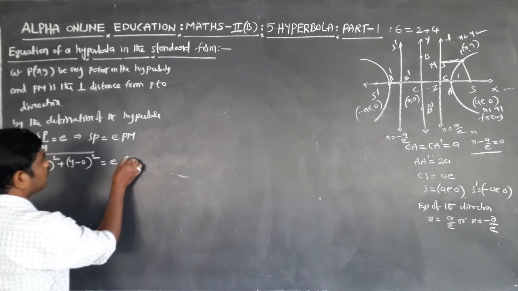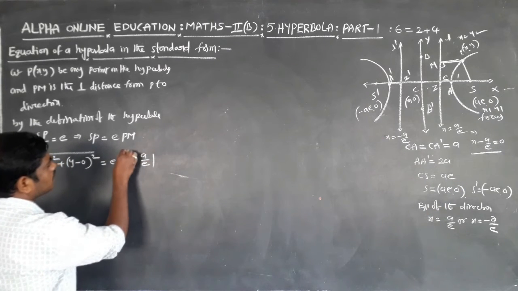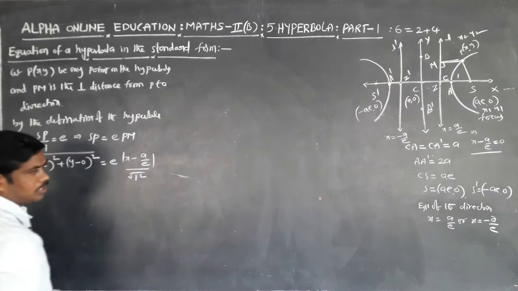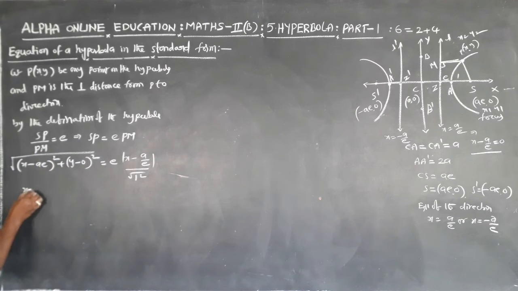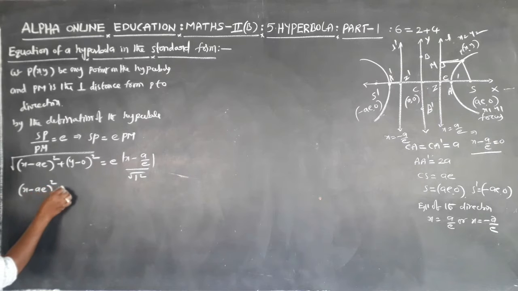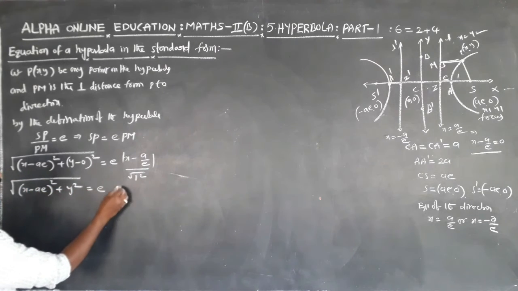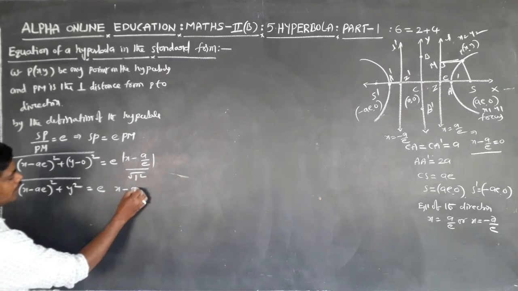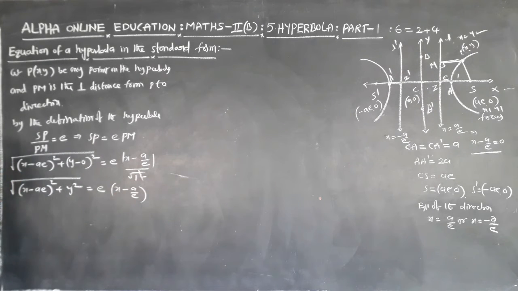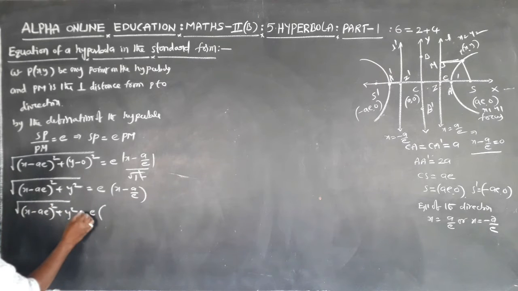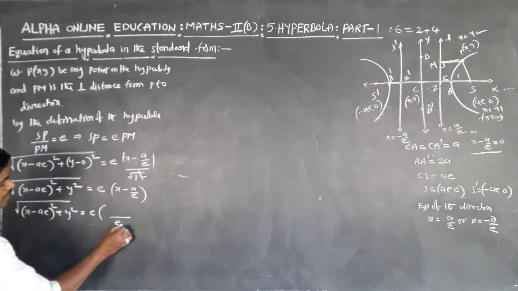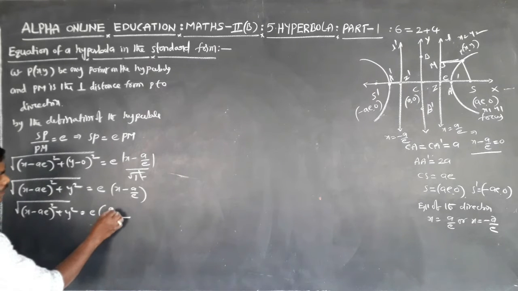Substitute the values, and write the constant under the root of the coefficient squared: the square root of (x minus ae) whole square plus y square is equal to e into (x minus a by e). The square root cancels one by one. Taking the LCM: the square root of (x minus ae) whole square plus y square equals e into x minus a by e.